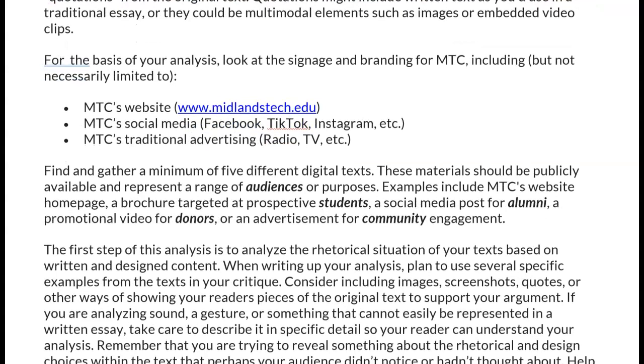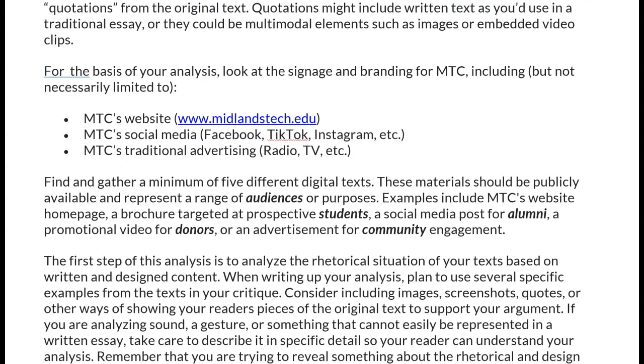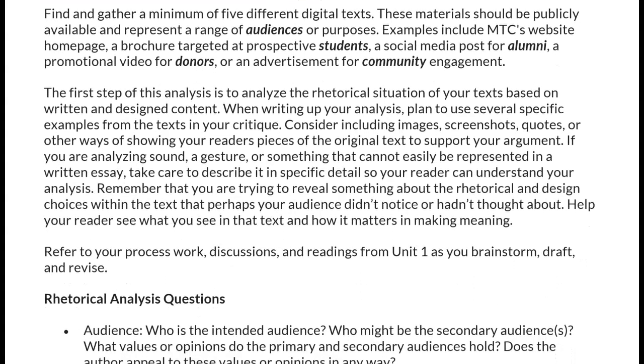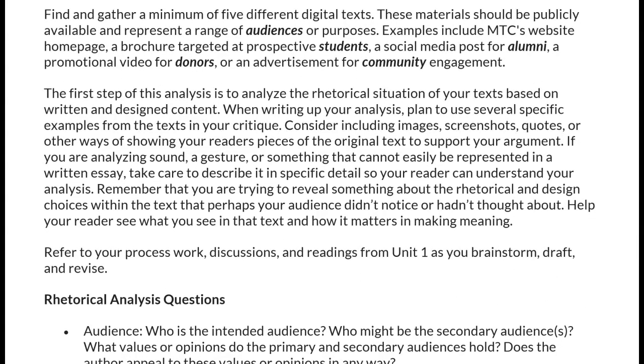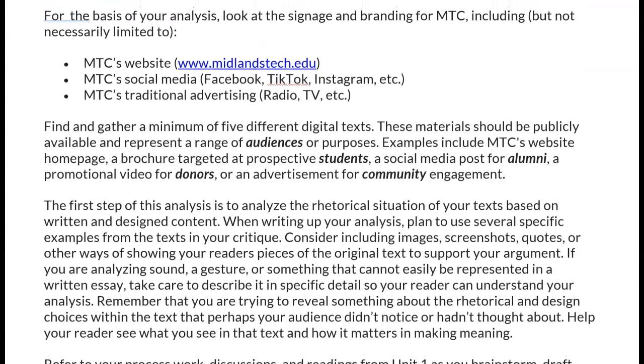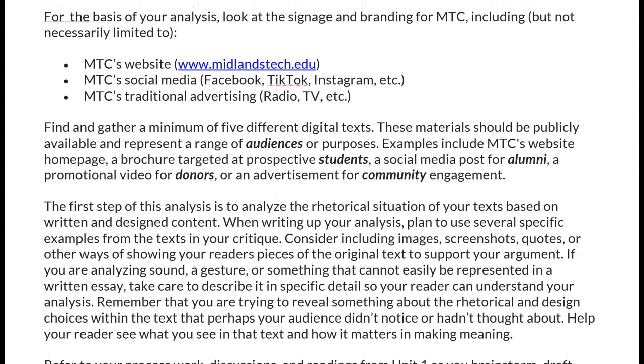But you're going to choose several examples of text from MTC's website and social media and advertising, and you're going to conduct an analysis of it. Basically, what you're thinking about is rhetorical analysis, so things like audience, context, and purpose, rhetorical appeals, and that kind of stuff. And then also genre. So how do they use the conventions of the genre or the medium effectively? So you're going to compose this by completing an analysis of those texts in that way.